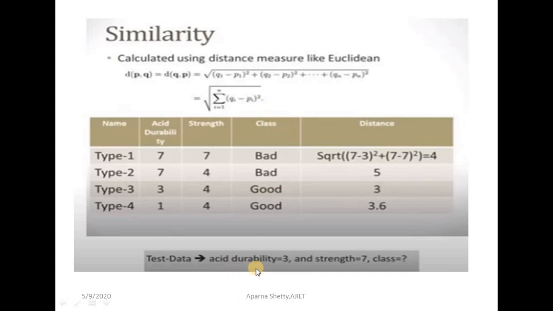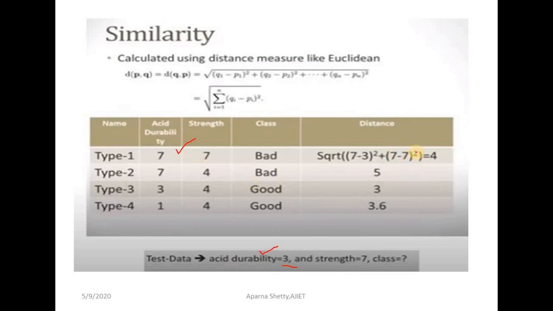For the first, we will find the distance between the type 1 record and the test data. So square root of 7 minus 3 the whole square plus 7 minus 7.